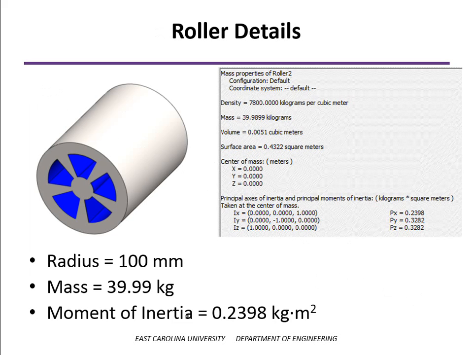We need to know something about the roller. It's made out of steel, and because of the geometry with the cuts there, it would be very difficult to find the mass moment of inertia by hand, but SolidWorks can do that for us very easily. Again, the material is steel, and you can see 7,800 kilograms per cubic meter was the density, and so the mass of this roller is about 40 kilograms, and the moment of inertia about an axis through the center of gravity is 0.2398 kilogram meter squared. That's the axis that it's going to be rolling about. And we also need to know what the radius of that roller is, and it's 100 millimeters.